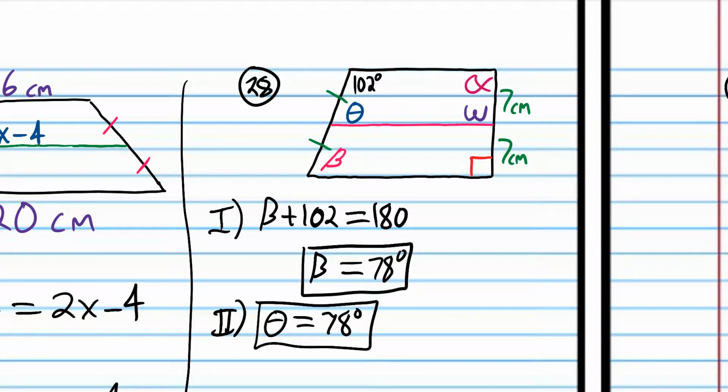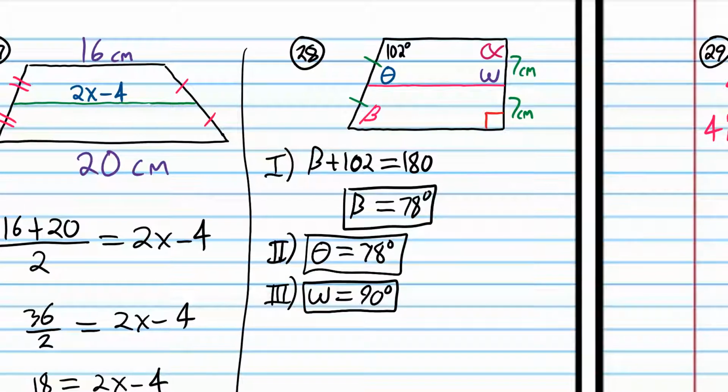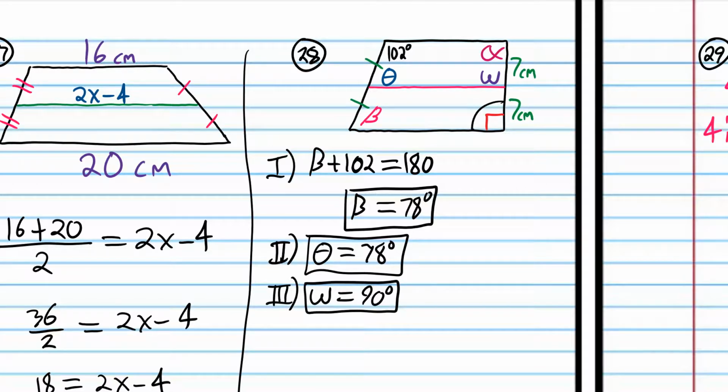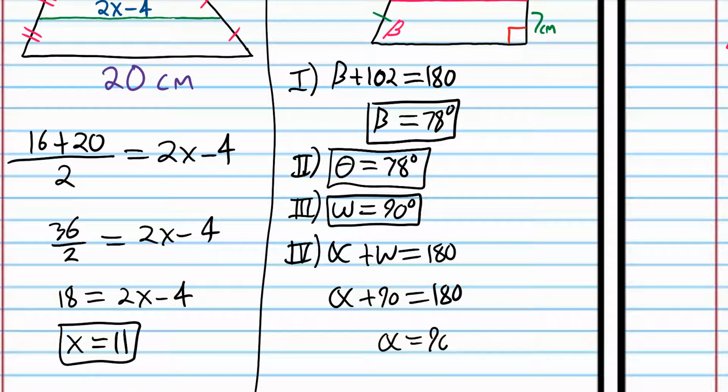All right. Let's see. So part 3. So same situation for omega and alpha. Omega must be 90 degrees because of the corresponding angles postulate, because we have a 90-degree angle down here. And then we know that alpha and omega are supplementary. And we know that omega is 90, so we just figured that out. So obviously alpha is 90 degrees also.